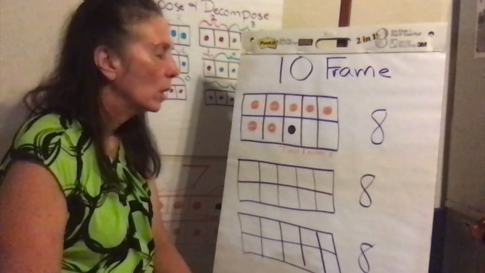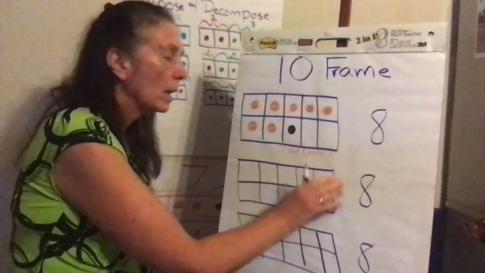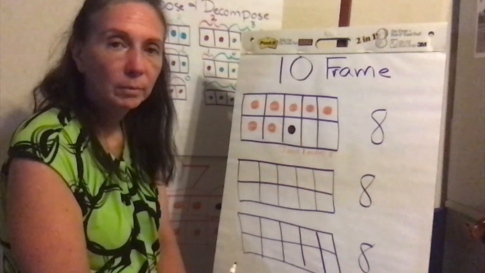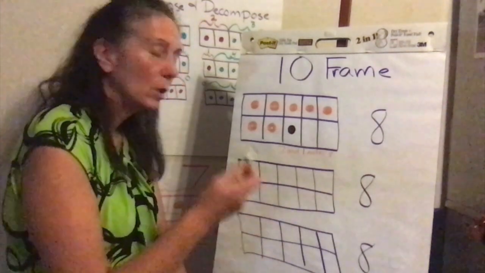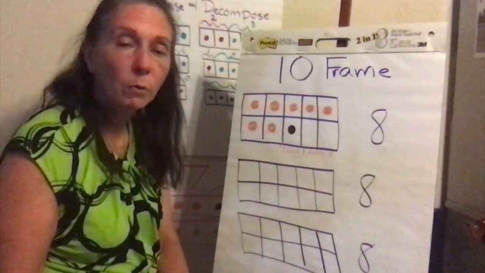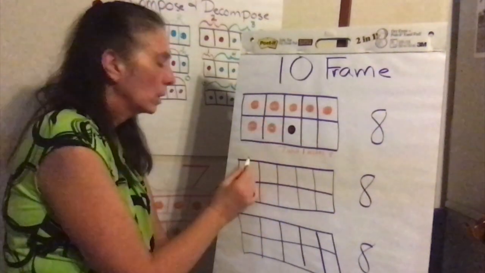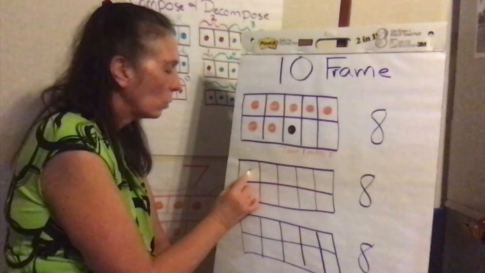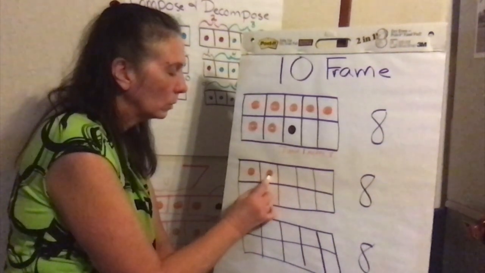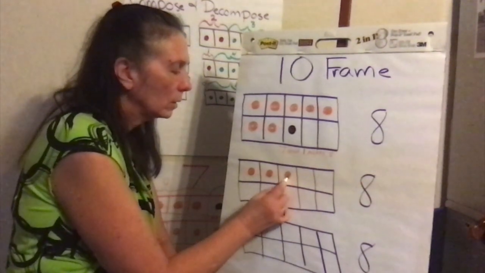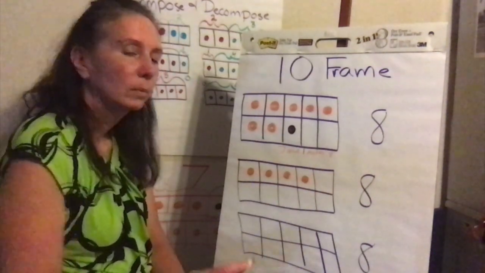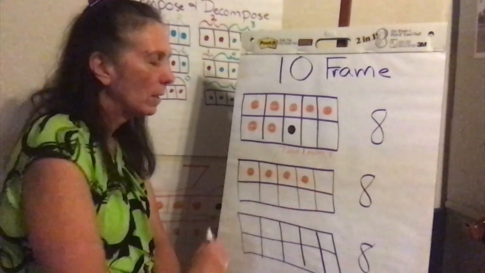Let's try another one. What's another way that I can model and make the number 8? That's an excellent one. Someone said, you could do 4 and 3, or 4 and 4, 4 and 4 make 8. So here we go. Let's do 4 and 4. So I'm going to do 1, 2, 3, 4. Now, I have 4 right there.